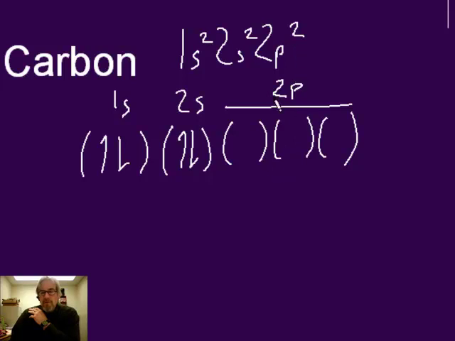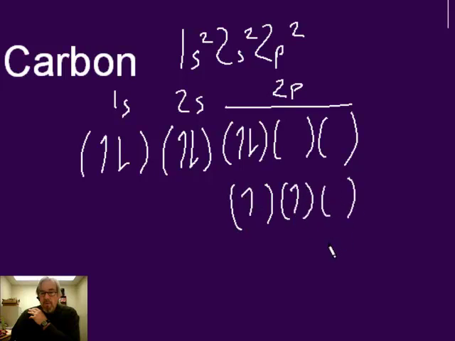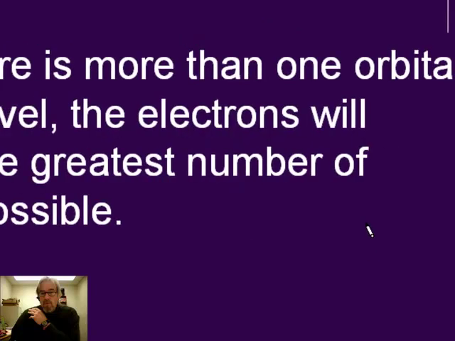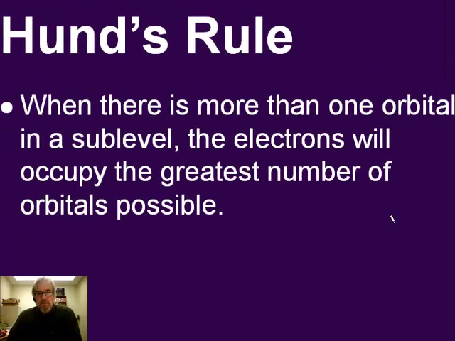And what do I do? I could put both of them in the same orbital. I could put one in each of two orbitals. What am I supposed to do? Well, it turns out that there's a rule for that, and this isn't an arbitrary rule. This rule actually follows what the electrons do in nature. It's Hund's rule. Hund's rule says when you have more than one orbital in a sublevel, these electrons are going to occupy the greatest number of orbitals possible. In other words, they're going to spread out as much as they can. No two electrons are going to go in the same orbital if they don't have to.